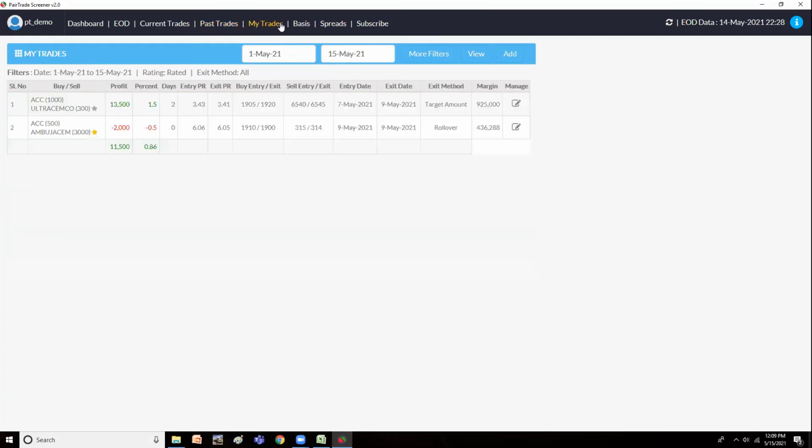In the My Trade section, we will know whatever trades we have traded and booked; they will be displayed here. The next is the basis.